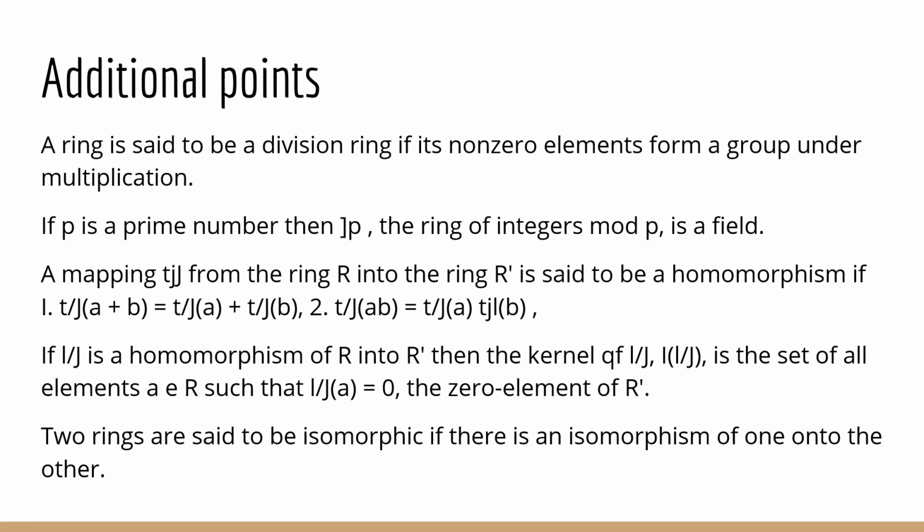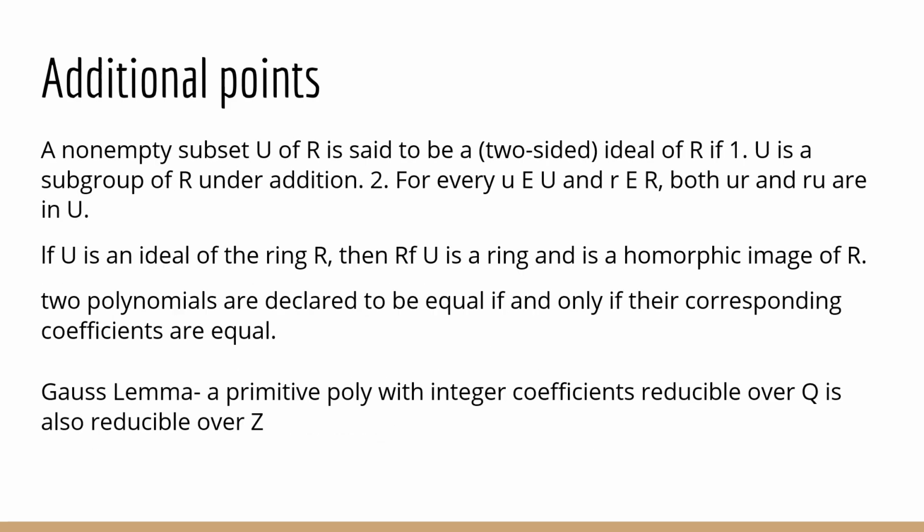We then go on to polynomial rings. Polynomial rings are denoted by F of X, where F is a field and F of X denotes the ring of polynomials with coefficients from the field. There is the division algorithm in F of X, which states f of x equals q of x into g of x plus r of x, and the degree of r of x is less than the degree of g of x.